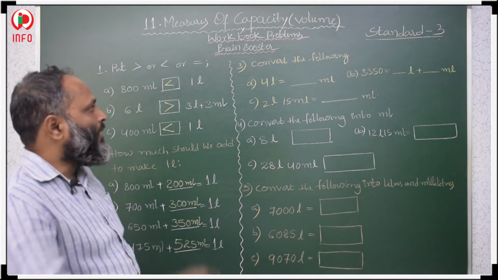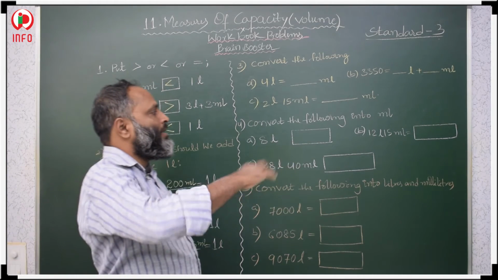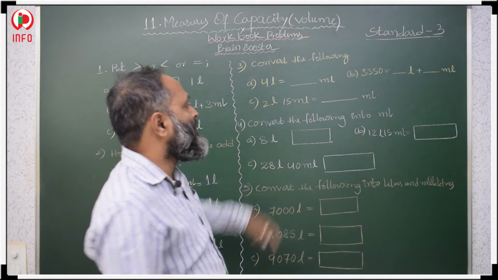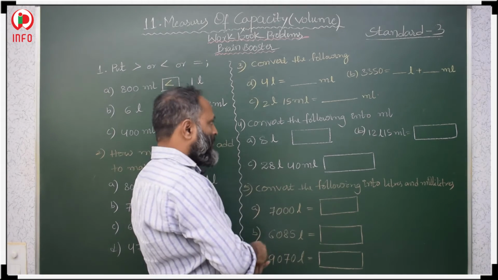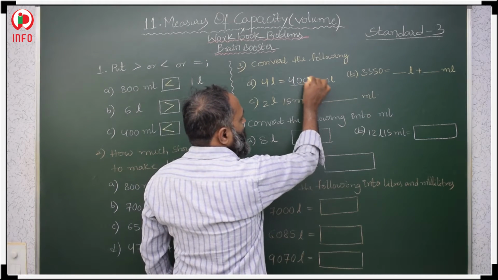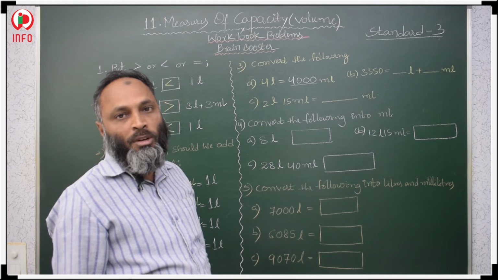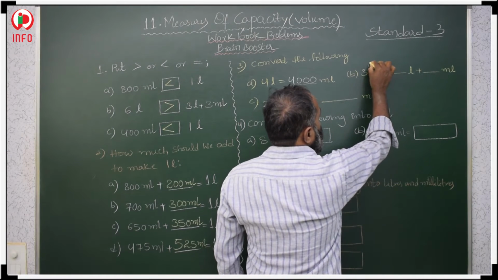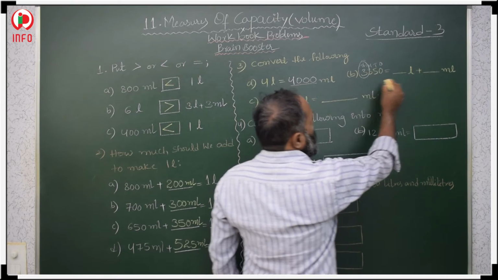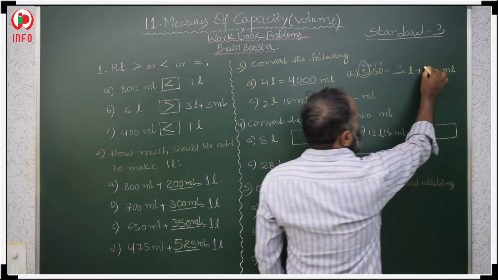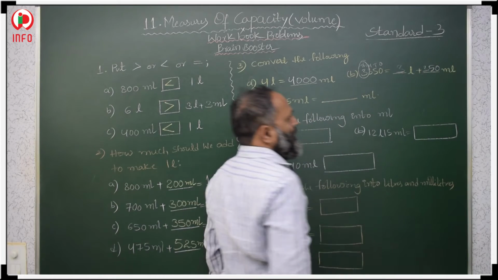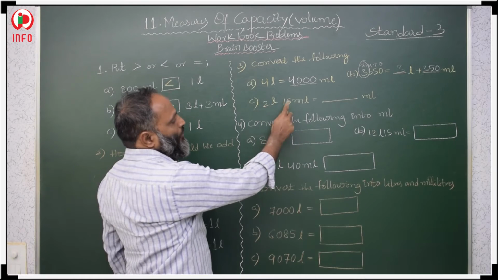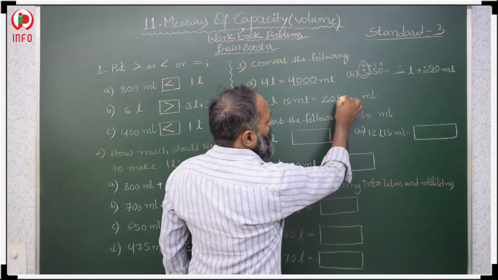Okay. Now convert the following from liters into milliliters, and milliliters into liters. See here, 4 liters is equal to 4 into 1000, 4000 milliliters. 1 liter is equal to 1000 milliliters, then 4 liters is equal to 4000 milliliters. Here 3350 means this is ones, tens, 100 and 1000. This 1000 is a liter, 3 liters, and the remaining are milliliters, 350 milliliters. Here 2 liters means 2000, 2015 milliliters.